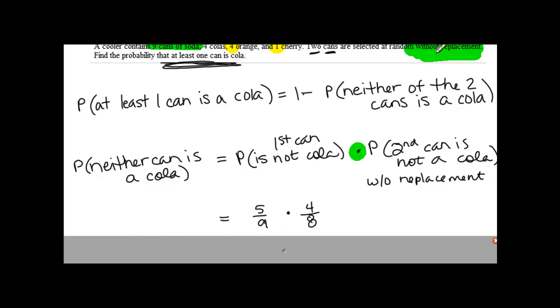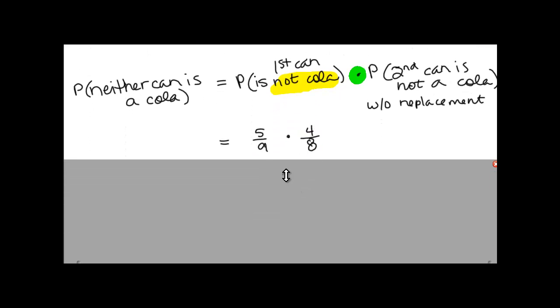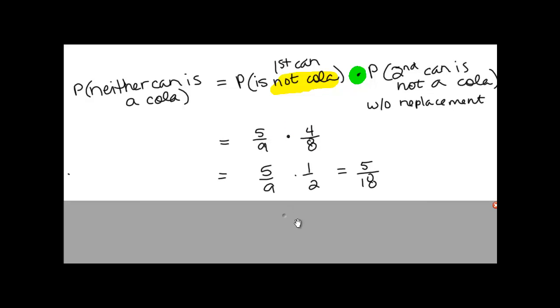And then we want to make sure that we don't replace that soda. So when we don't put it back into what we consider for the probability of the next event, the probability the second can is not a cola would be, we consider that the first one that was selected was a success and it was not a cola. So we've taken out one of our sodas that is not a cola. Out of the 5, the 4 orange and 1 cherry, we've taken 1 of those away, which leaves me with 4 sodas that are not colas out of now a total of 8 since we took that 1 away. We can reduce that. 5/9 times 4/8 would be 5/9 times 1/2, or 5/18.